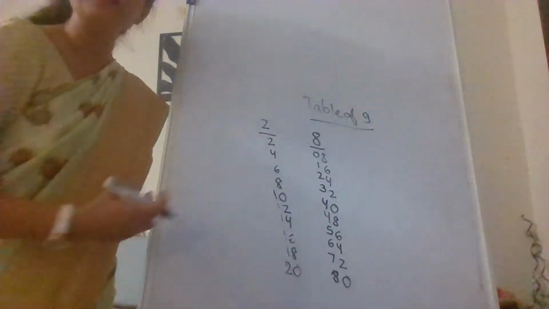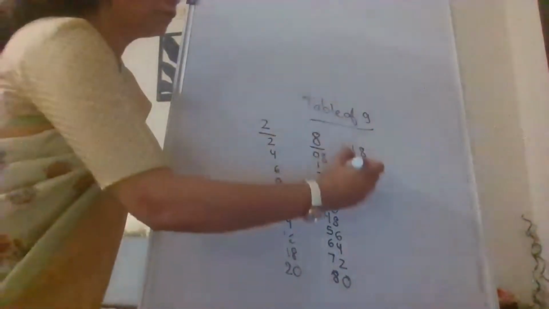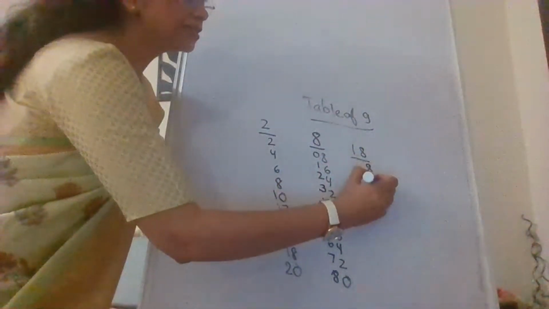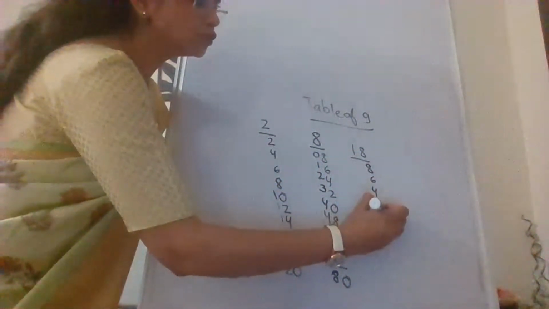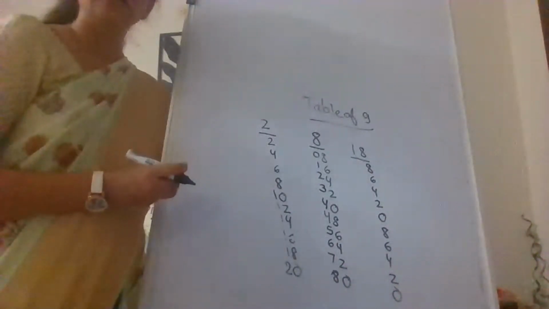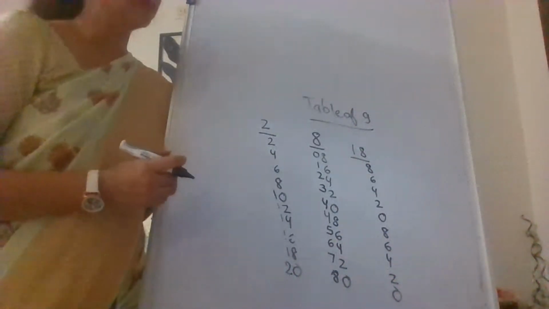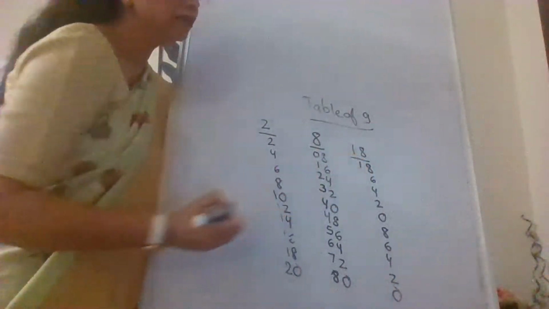Now, with the help of table of 8, we will make the table of 18. Table of 18. What we have to do? Just write down 8, 6, 4, 2, 0. And then what you have to do? Just write down the odd numbers. Okay. You know what are odd numbers? Which doesn't come under the table of 2. So we'll start with 1.